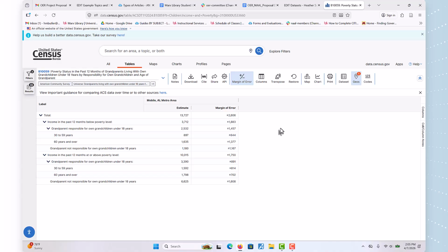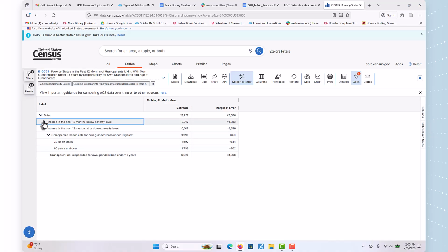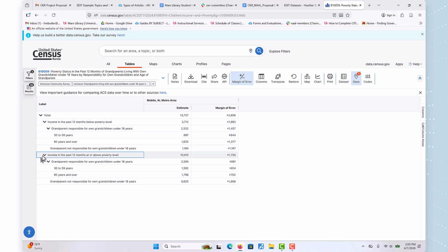Another thing that we can see is this has the same issue with we need to pay attention to the margin of error, because the margin of error gets pretty close to the different actual estimates. And we also have the same trick here where you can expand and collapse categories to check and see which ones are contained within each other.